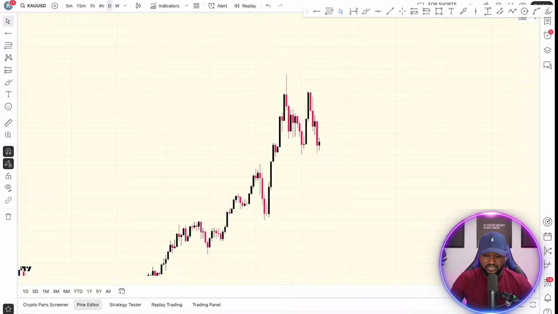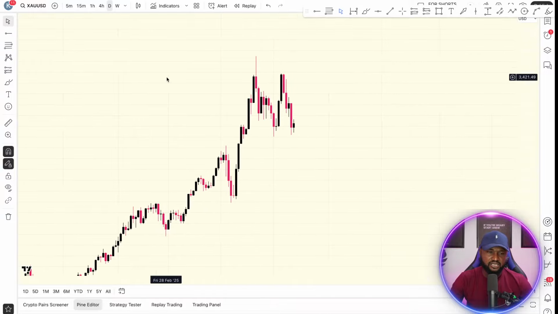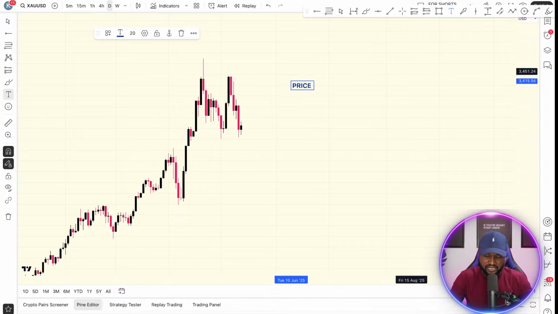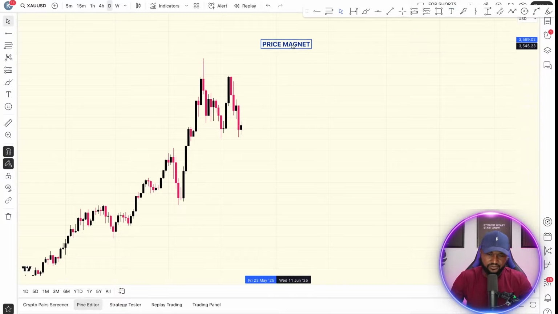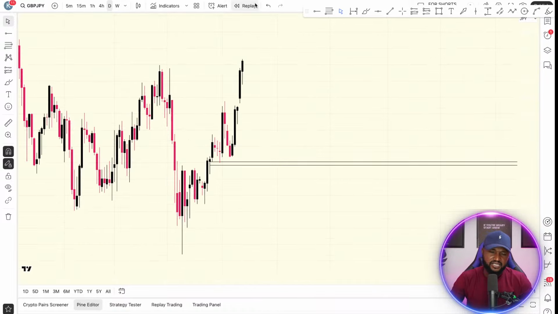Okay, so let me show you what I normally do when I come to check my daily bias. There are a few things I don't forget to do. There is something called magnet for me. This is my concept. I call them magnets. They are basically price magnets, and they are very, very significant.